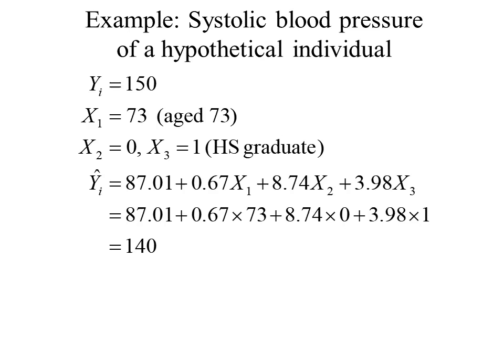Substituting these values into the estimated regression equation, we get 140 as her y hat, that is, the predicted value of her systolic blood pressure, and the prediction was based on her age and education. But her y, the observed value of her systolic blood pressure, is 150. So, her residual is 150 minus 140, which equals 10.